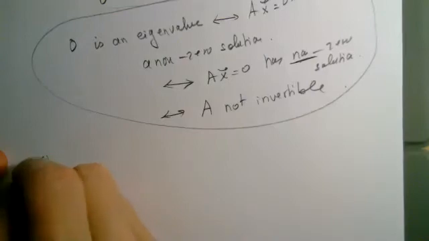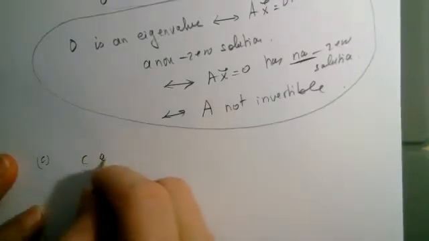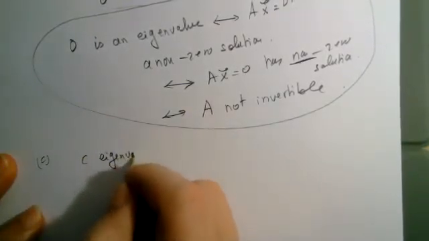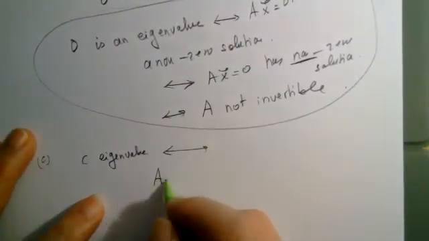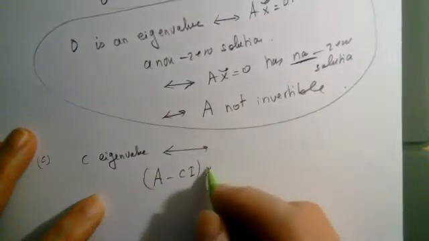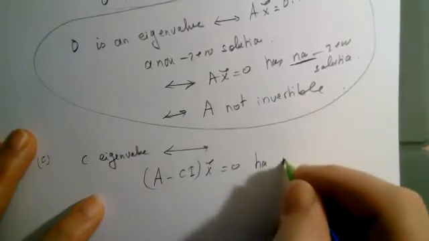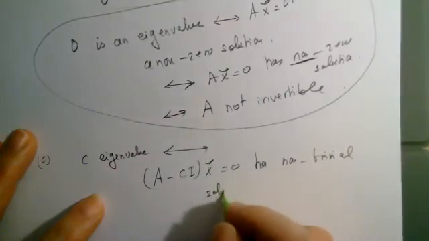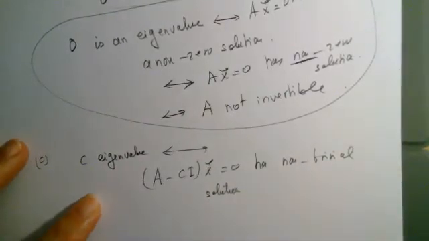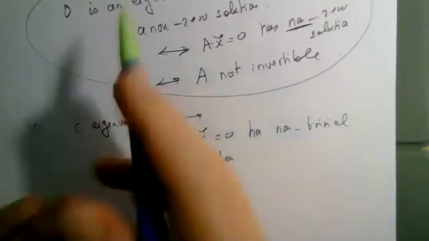Okay, now we move to C. A number C is an eigenvalue if and only if the equation, so instead of calling it lambda, I call it C. C is an eigenvalue if and only if the following, (A minus CI)x equal to 0, has a non-trivial solution. True or false? Quickly, that's an easy question. The only hard question was B.